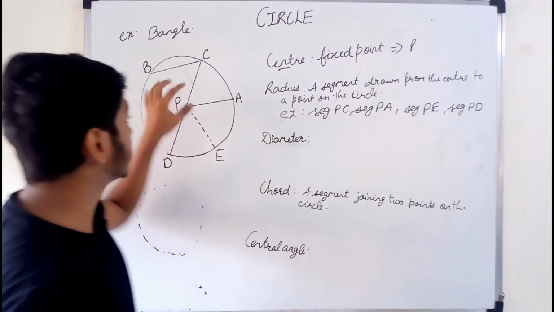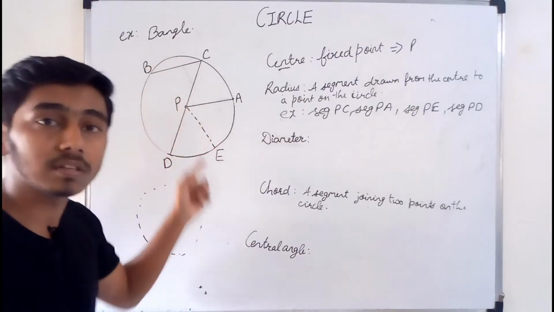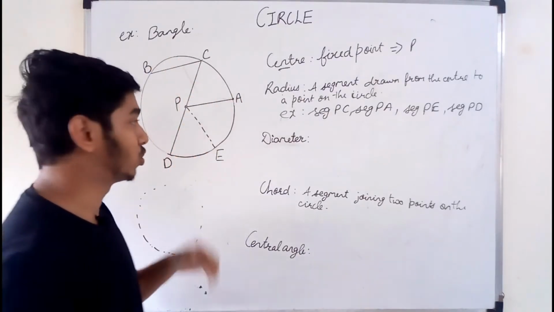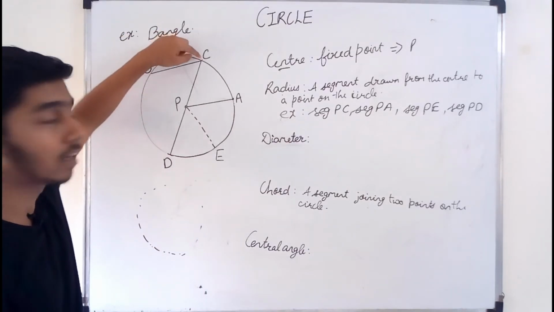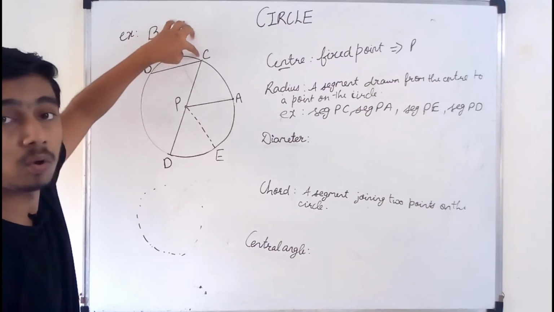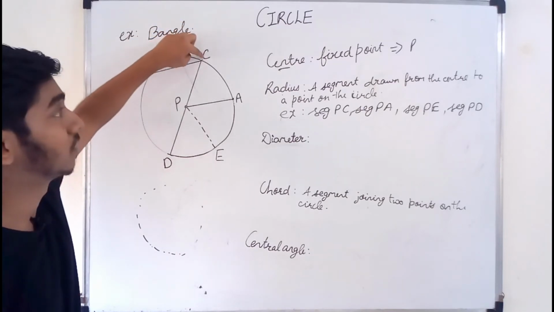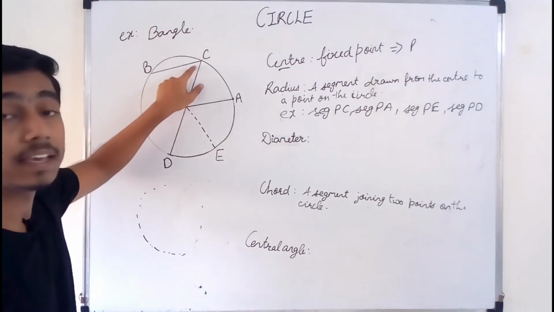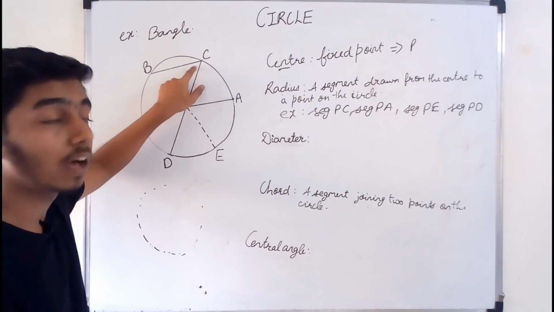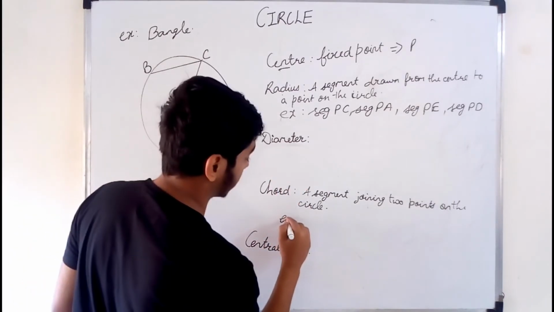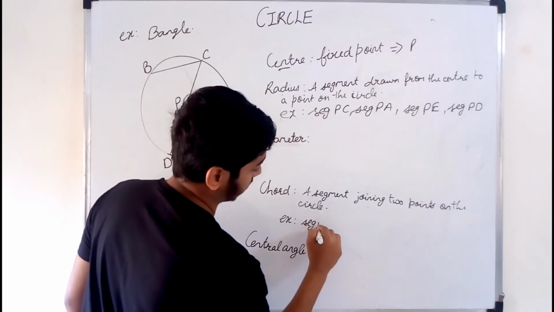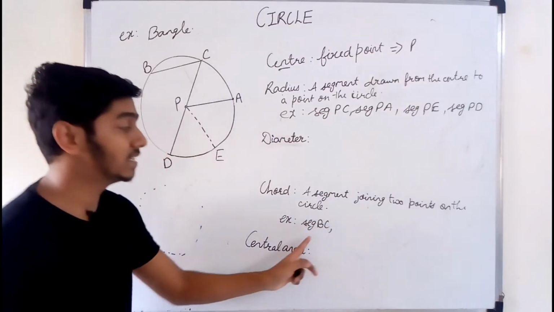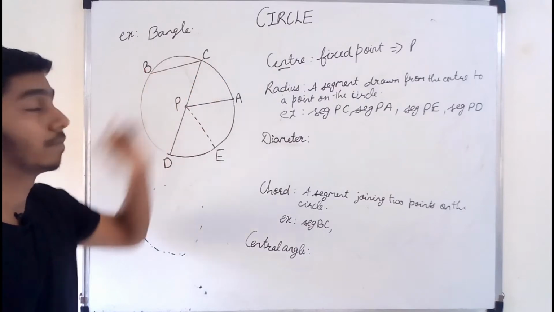So there are 2 points, okay? Any 2 points on the circle, if they both are joined, for example, if you see BC, correct? So these 2 points, they are on the circle and they are joined. So segment BC, I can say that it is a chord. So example, segment BC is a chord.